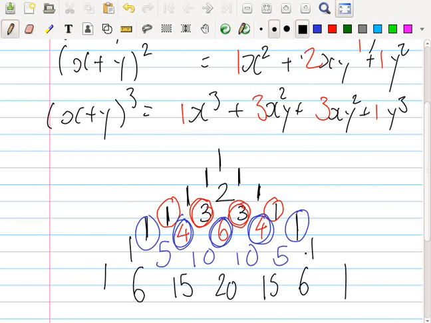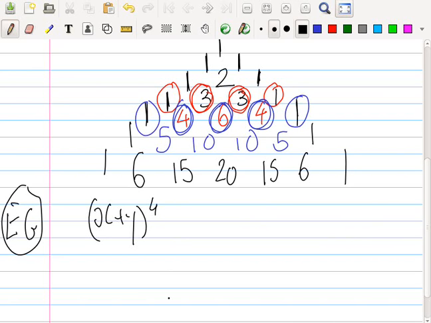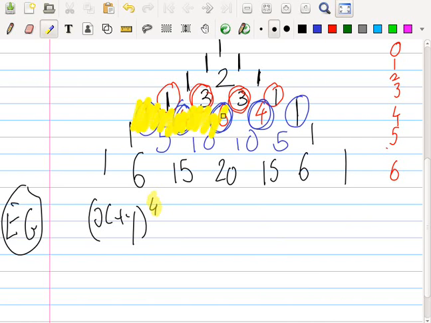Can I go down to an example now? Yes? Okay. I'll need the triangle here to help me. So for example, let's say I want to calculate (x + y) to the power 4. This here is called row 0, row 1, row 2, row 3, row 4, row 5, and row 6. So step 1, you look at the power. What's the power here? 4. So you go to row 4, which has the 4 in it at the start. So that's row 4.